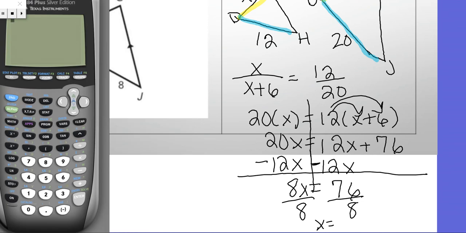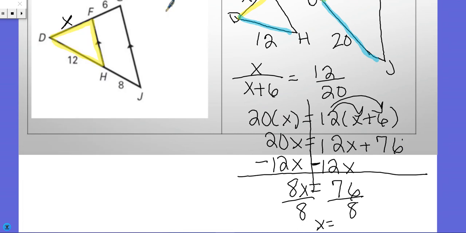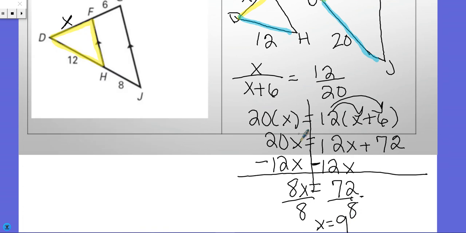Oh wait, 12 times 6 is not 76, it's 72. My bad. Hold on. Let me fix that. This is 72. Okay. All right. There we go. And so let me grab the calculator again. 72 divided by 8 equals 9. And then we get x equals 9.